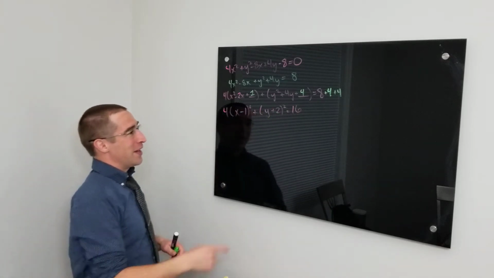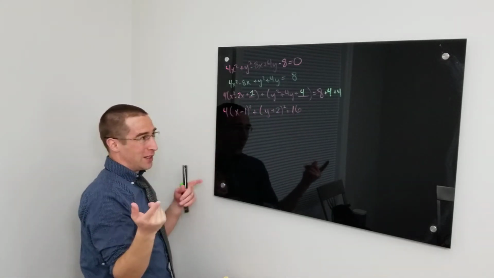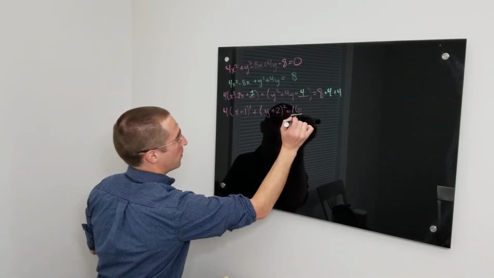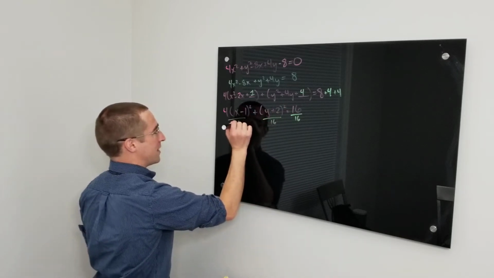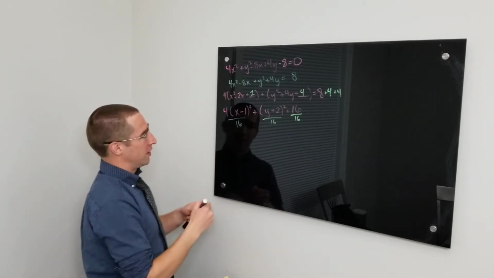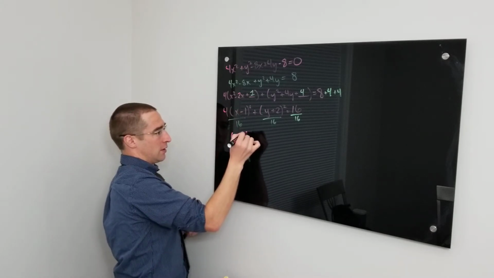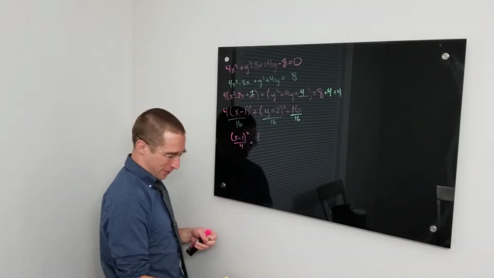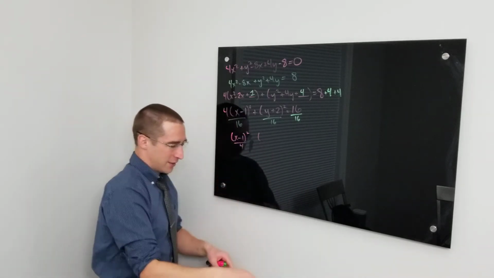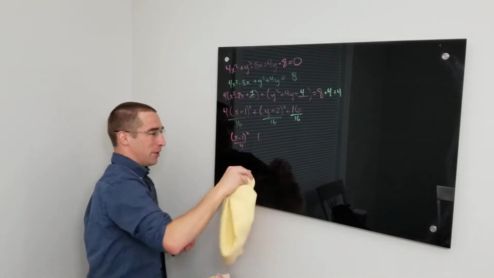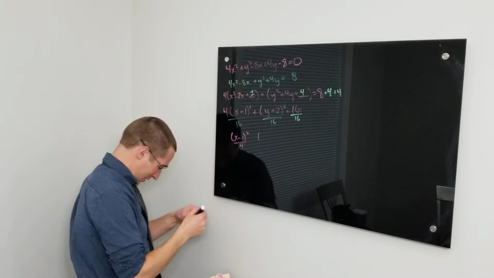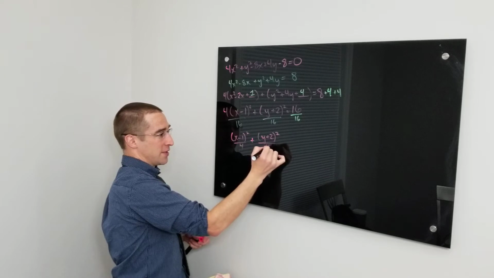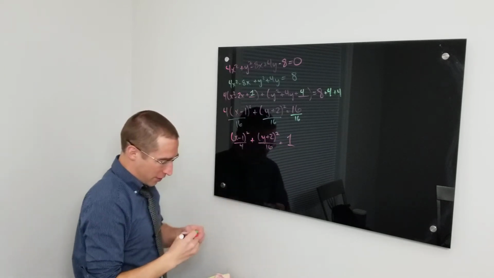Now I've got the squares, wonderful, it's what I want. But I want this to equal 1, not 16, so we have to divide both sides by 16, and then simplify. Here I get x minus 1 squared over 4, plus y plus 2 squared over 16 equals 1. Boom, we got our equation.